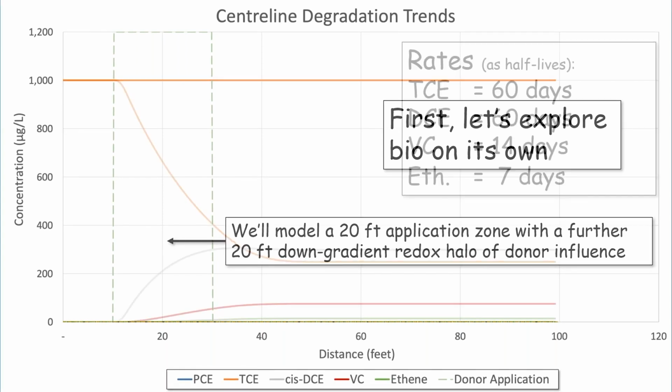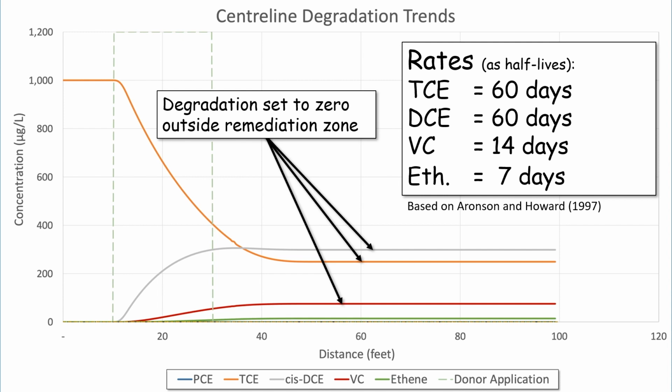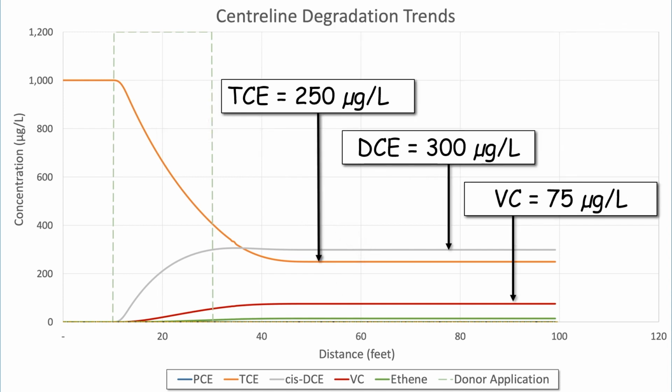And with rates taken directly from the literature, I've used Aronson and Howard from 1997, maybe slightly faster in the case of vinyl chloride and ethene. This is the type of degradation that we might see. We can see the TCE flowing into the barrier, and when it hits the barrier, it starts to degrade. Cis-DCE and vinyl chlorides start to appear as daughter products. The cis breaks down into vinyl chloride, the vinyl chloride breaks down into ethene.